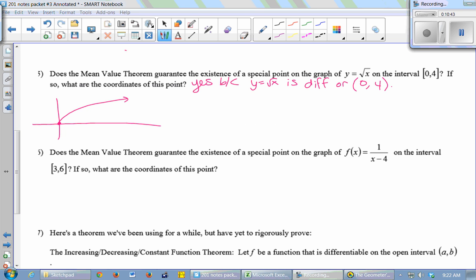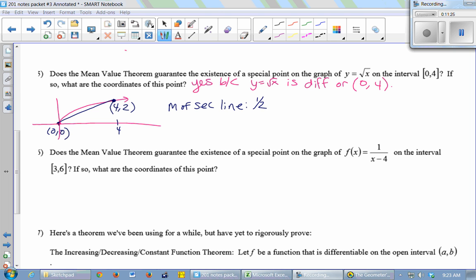So the mean value theorem says that if you connect the endpoints of the interval with a secant line, that's at 4, right? The slope of that line, calculate the slope of that line, you're guaranteed to find a tangent line that has the same slope, somewhere between 0 and 4. So first I'm going to calculate the slope of that secant line. Right, so this point right here is 4, 2, because that's a graph of square root x, right? And this is 0, 0. So your slope's going to be 1/2, change in y over change in x.